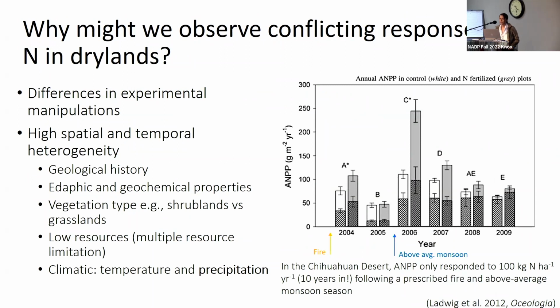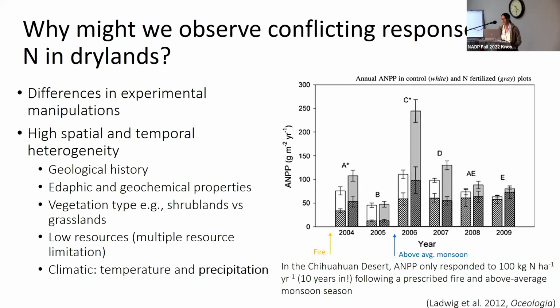And maybe even more importantly, there is high spatial heterogeneity across these arid land landscapes due to factors such as differences in geological history, physiochemical factors, and even plant communities, which can show differing sensitivities to nitrogen. And of course, since we're working in arid lands, we also have this looming and often unpredictable water limitation that can essentially dictate whether or not we see a response to nitrogen enrichment.